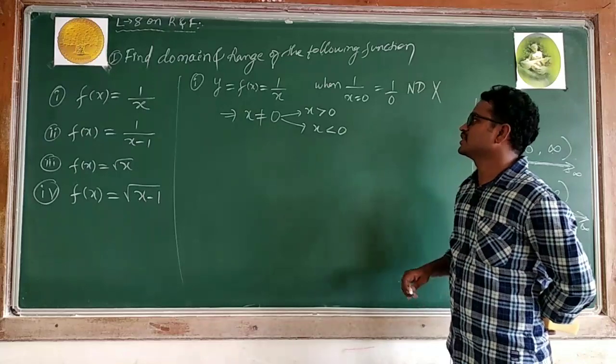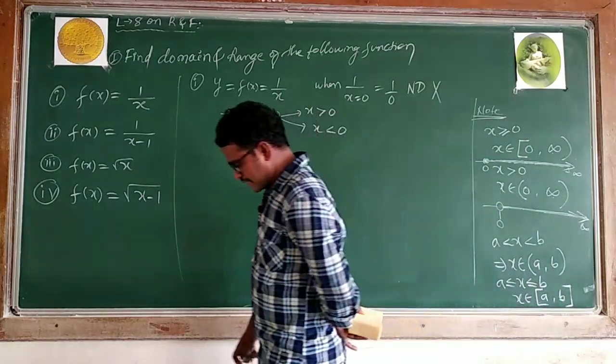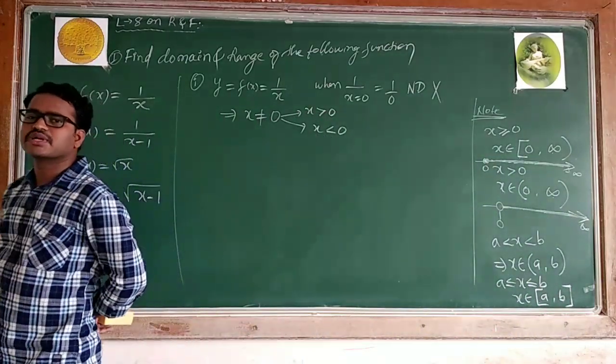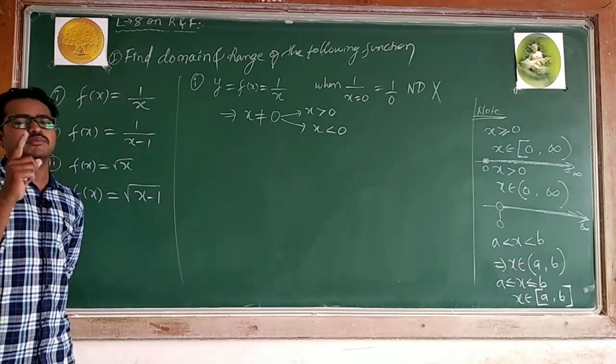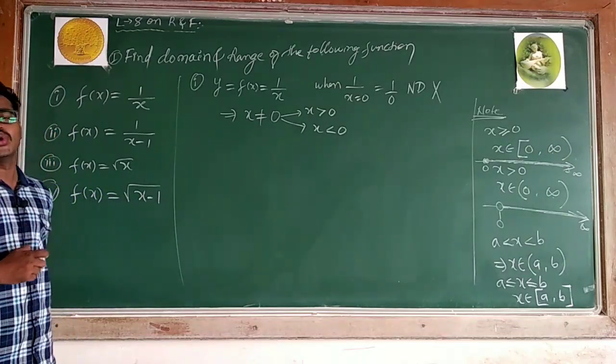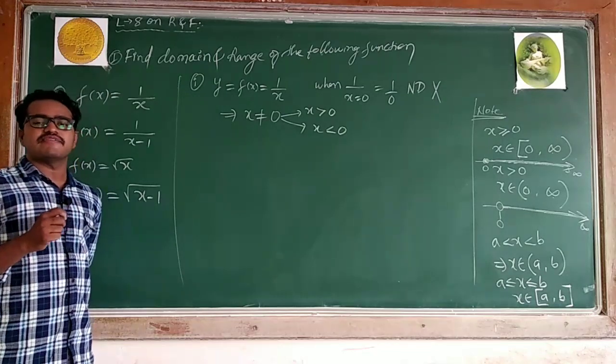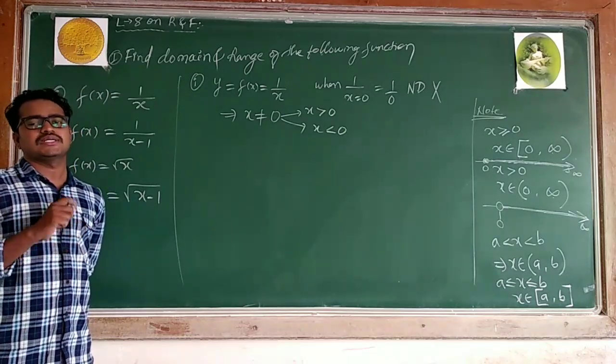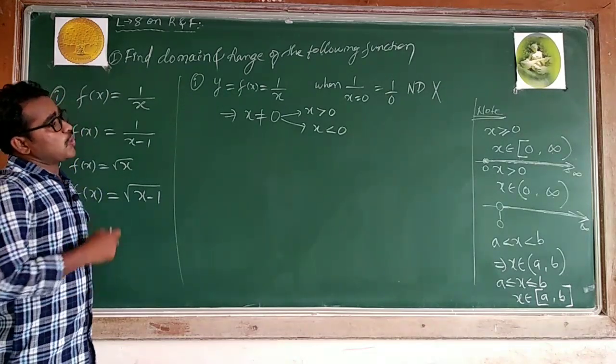So the domain is all possible real numbers excluding one number. Which number? That is 0. So I can say the set of x values is the domain. Now what is the y value?